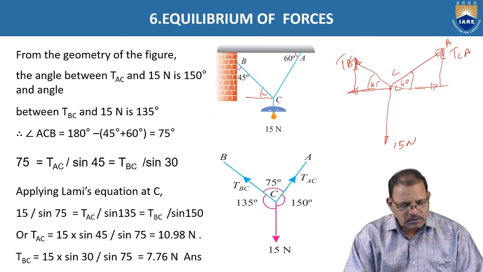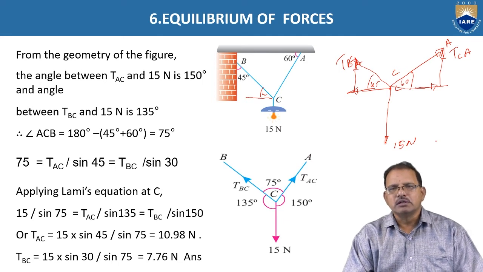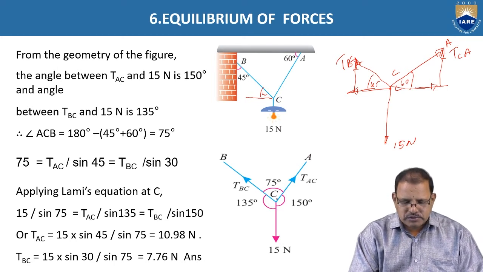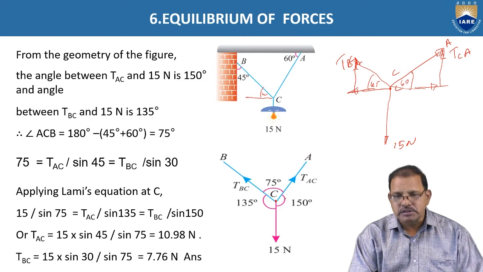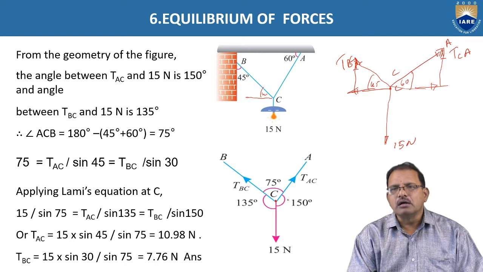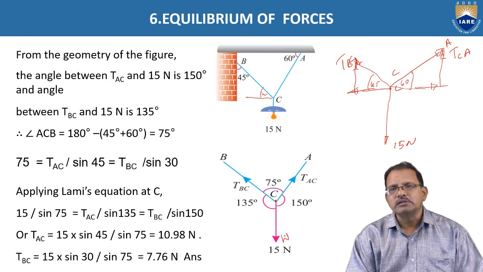Now it is similar to the previous problems. First we resolve the forces along the x direction and along the y direction. Take sigma fx is equal to 0, sigma fy is equal to 0, and we can determine the forces. In the second method, Lami's method, we identify the force directions with respect to point C: CA and CB, and weight 15 newtons. The included angle is 75 degrees between A and B. Between A and weight, it is 150 degrees. And between weight and B, it is 135 degrees.